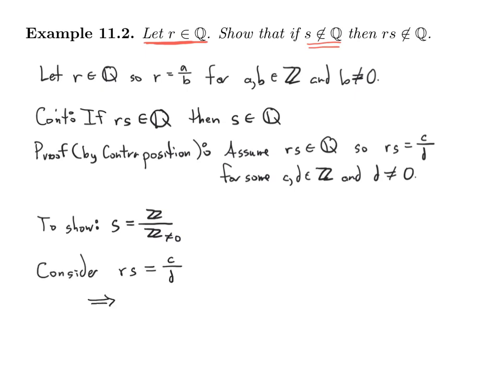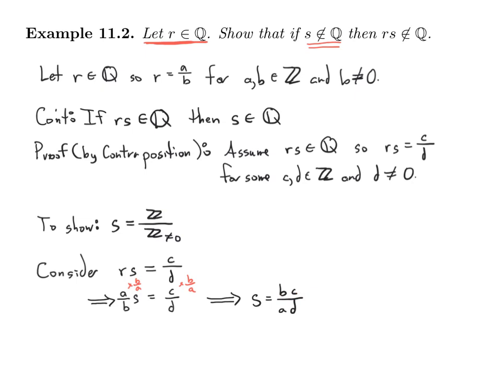And we also know that r is a over b. So we have a over b times s equals c over d. And of course, all we need to do is multiply by the reciprocal of a over b, so times b over a on both sides. And we get that s equals, well, we get b times c over a times d.